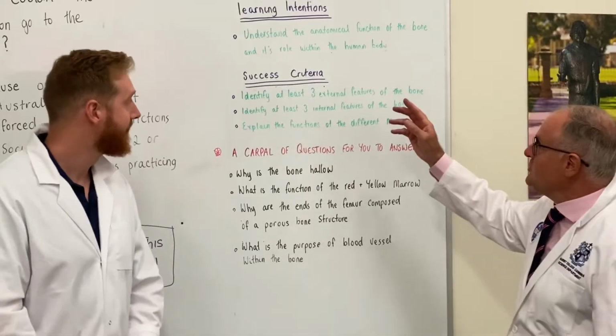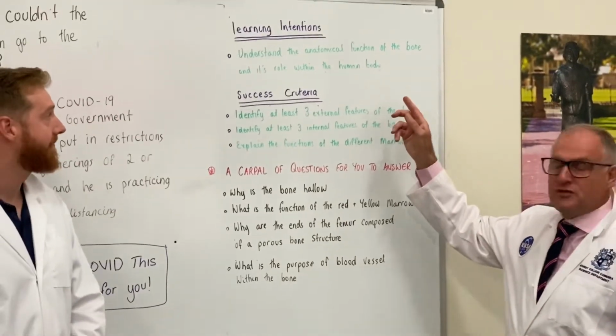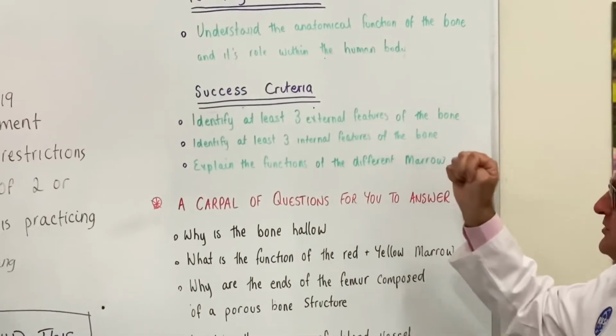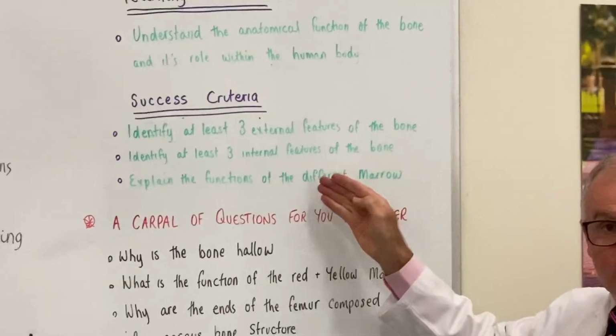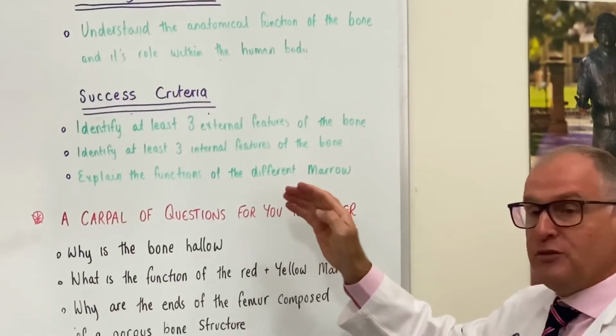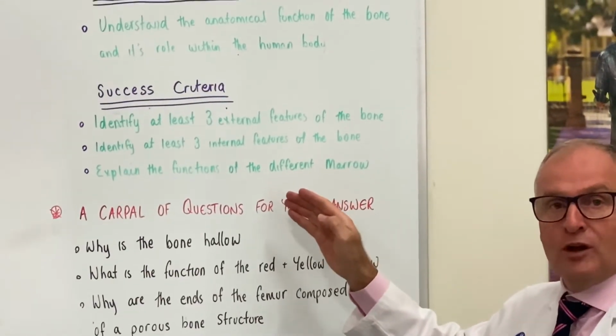Reminder, our learning intentions are, we're really focusing on the structure and function of the skeletal system today. We're going to focus on the external features of a bone, the internal features of a bone, and the functions of red and yellow bone marrow.